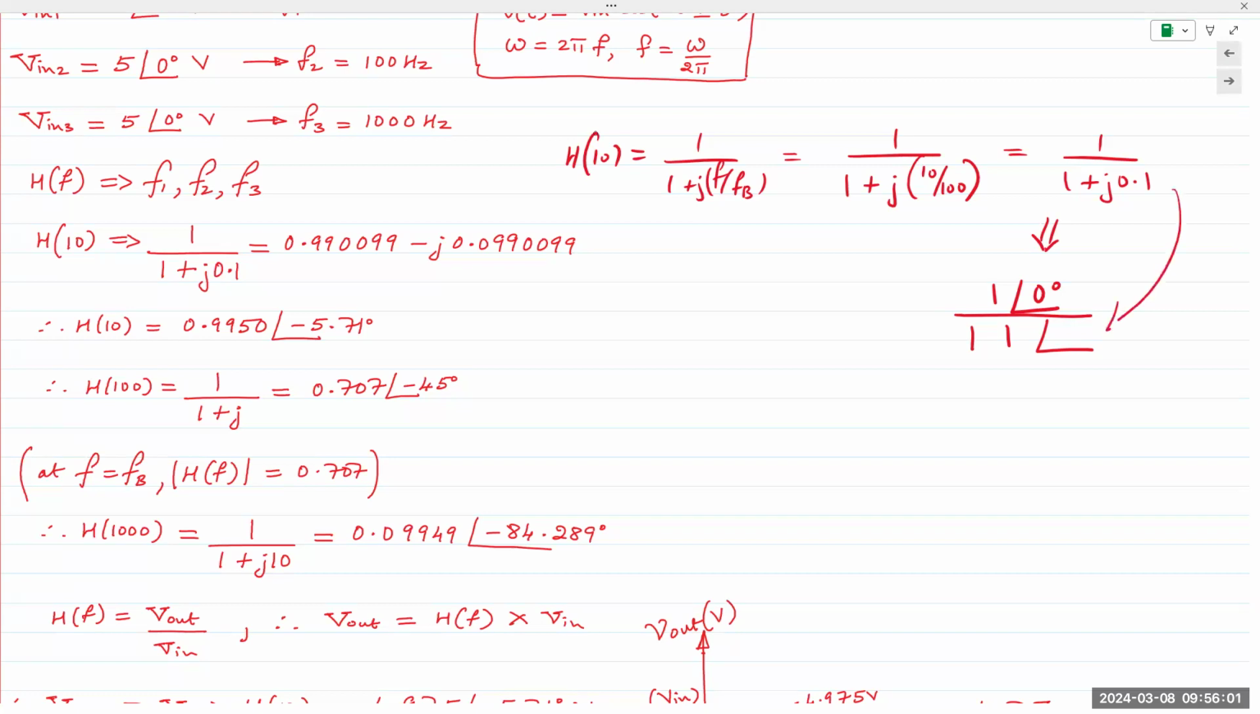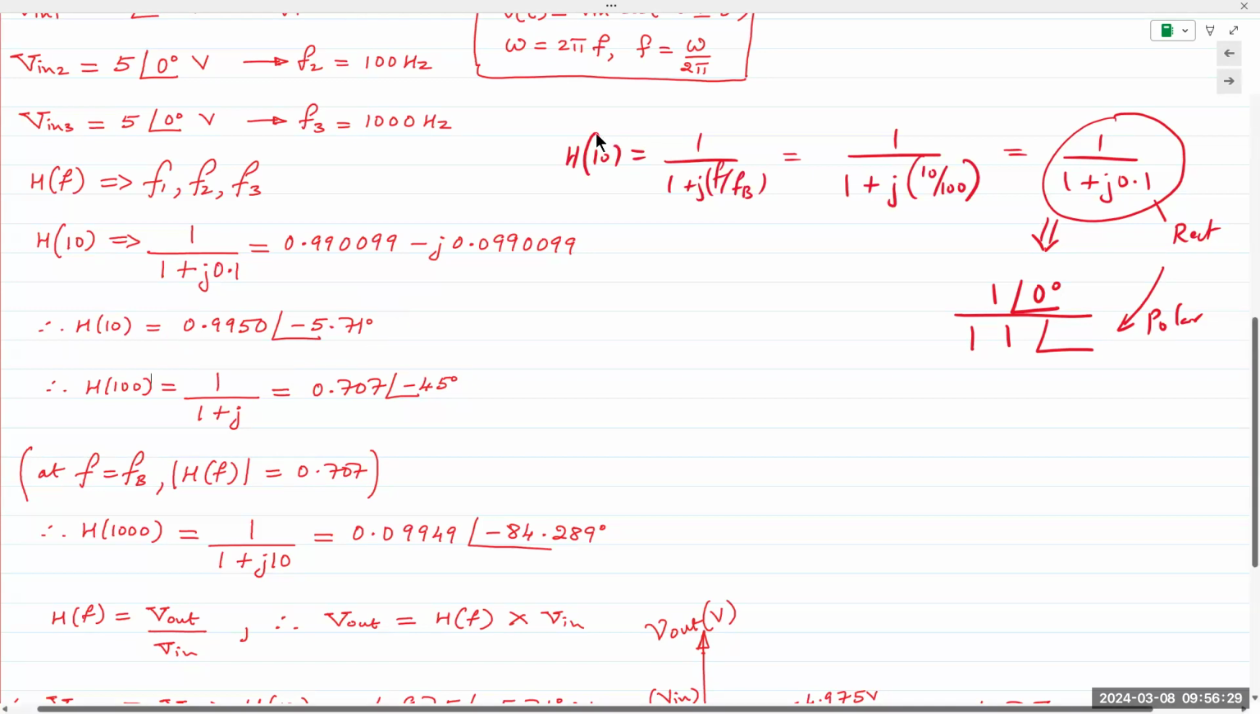Phasor as in from here to here? No, it's not a dumb question. So this is rectangular coordinates, this is just the coordinates, and this is polar coordinates. But students should be able to simply plug this into their calculators and obtain the final value, which is 0.9950 angle minus 5.71 degrees. This equation right there: 1 divided by 1 plus j 0.1.